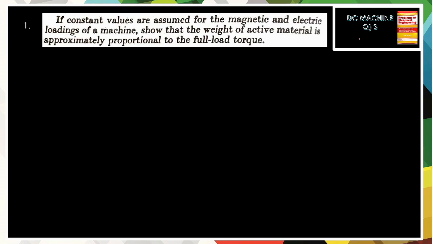So we will solve today the DC machine part, question number 3 of the book. Here is the question. If constant values are assumed for the magnetic and electric loading of a machine, so that the weight of the active material is approximately proportional to the full load torque. We have to prove that the full load torque is proportional to the weight of the active material.